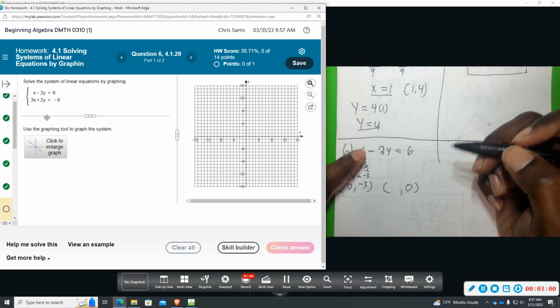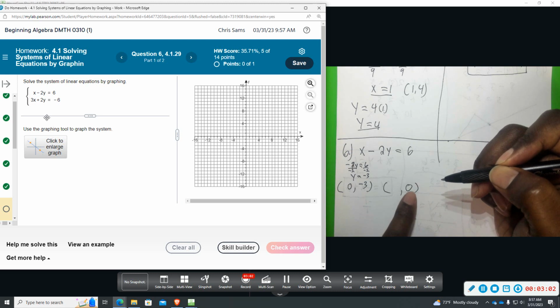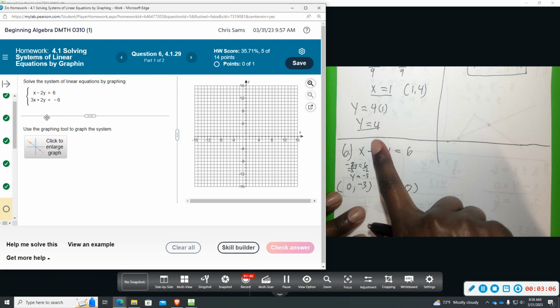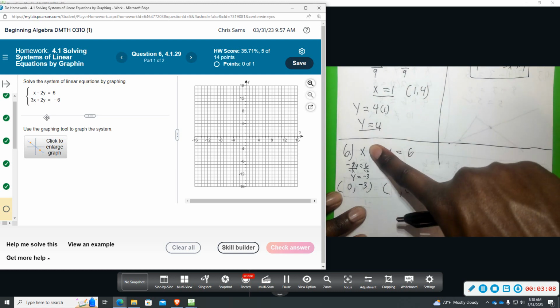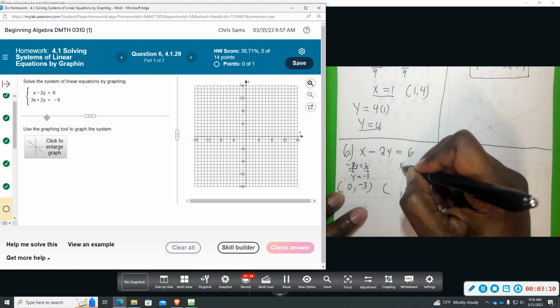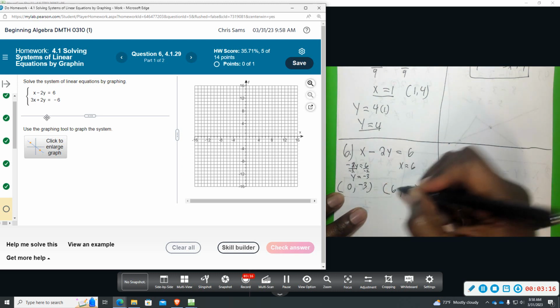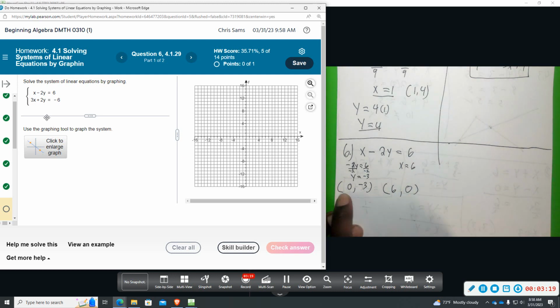Okay, and then on this one, this time I'm going to plug a 0 for the y. So this term goes away, and I don't have any work to do there. It's just x equals 6. Okay. When y is 0, this whole term goes away, and x equals 6. Okay, so I'm going to graph the first equation by just plotting these two ordered pairs.